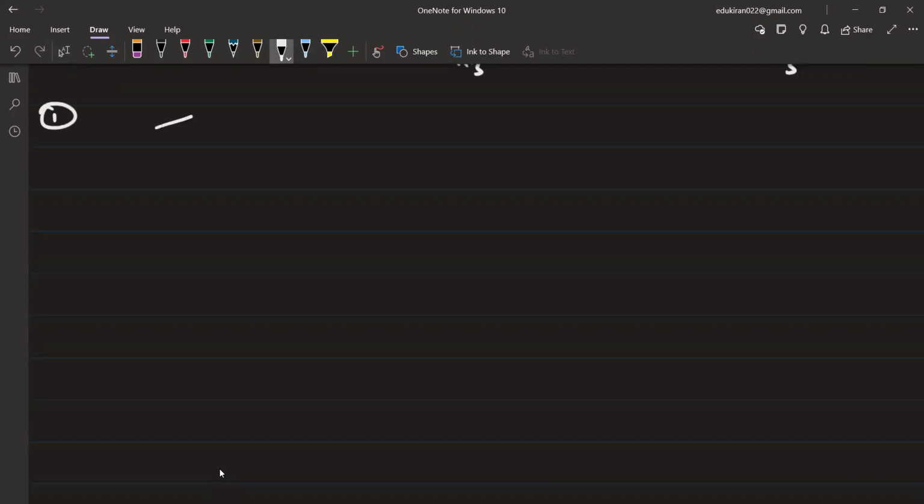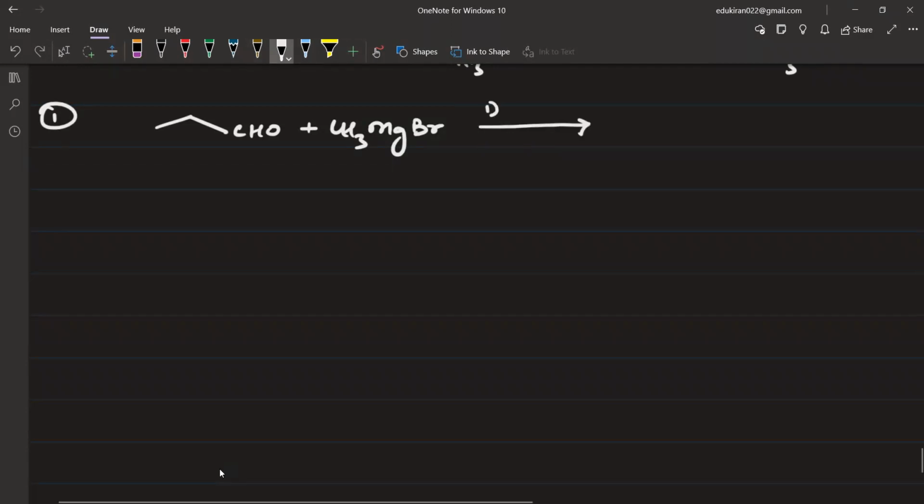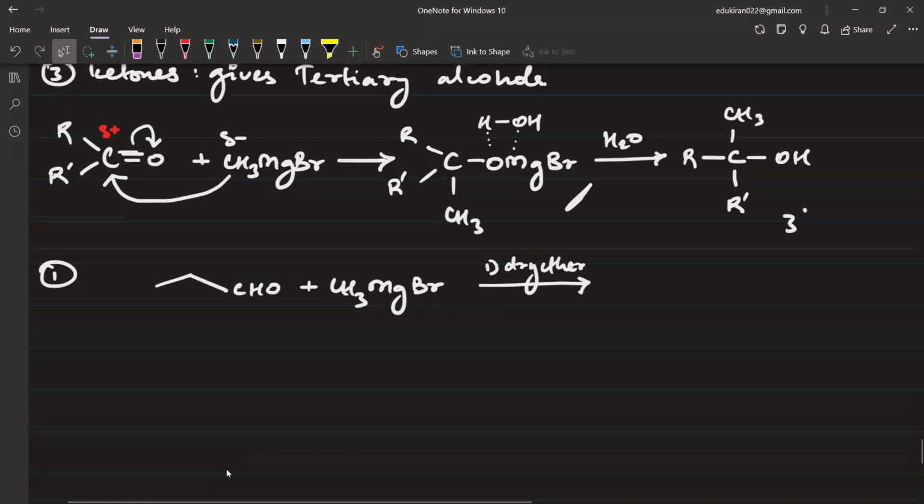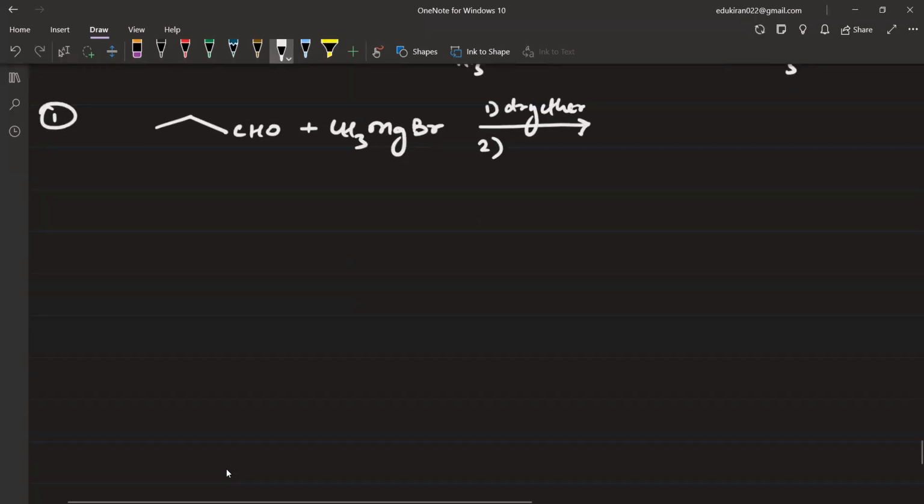Number 1. Let us suppose you have CHO here. So this is an aldehyde, plus we will be adding here CH3MgBr. Now I will write here. See, there are 2 different steps. In the first case, you will see that dry ether is given. That means the first reaction is happening in the solvent dry ether. Why dry ether? Because Grignard reagent cannot touch water. So once this reaction happens, till here the reaction has happened in dry ether. Then in the second step, we are adding H2O.